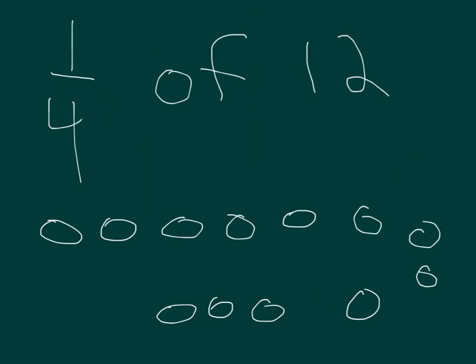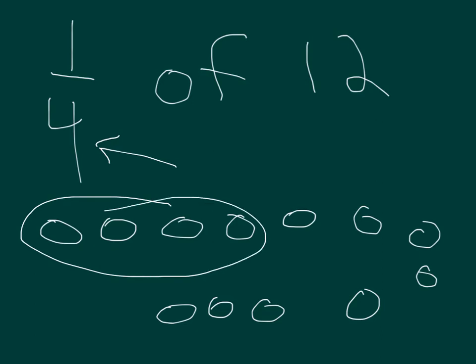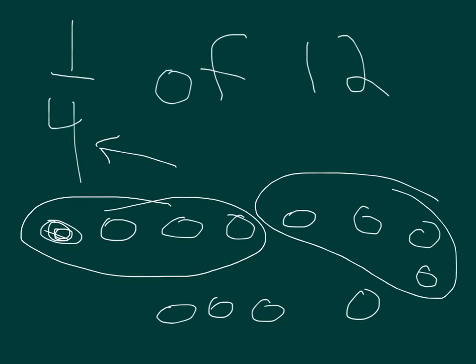If I want to find 1/4 of 12, I look at the denominator. I circle 4, shade 1, circle 4, circle 4, shade 1 in each of those groups.